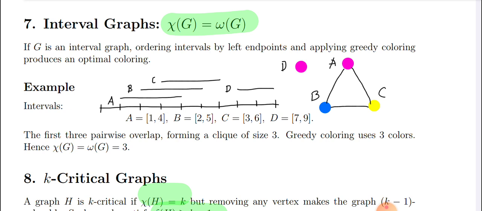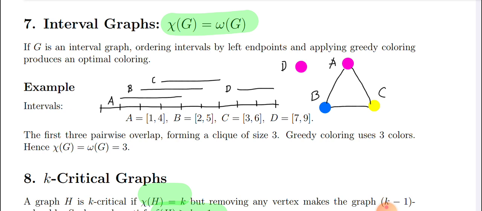Okay, sort by start time. A, then B, then C, then D. Greedy algorithm time. A gets color 1. B overlaps A, so it gets color 2. C overlaps both A and B, so it has to take color 3. Now D comes along. By the time it starts, A, B, and C are all finished, so the colors 1, 2, and 3 are all available again. And since it's greedy, it takes the smallest one available. Color 1. Total colors used, 3, which is exactly equal to omega(G). The simple method found the perfect solution.